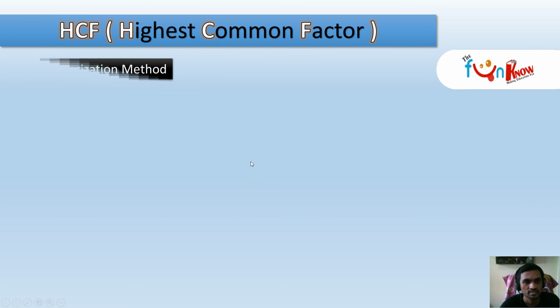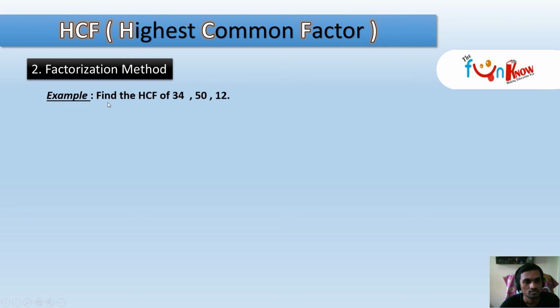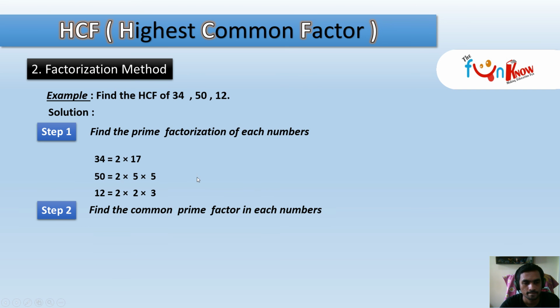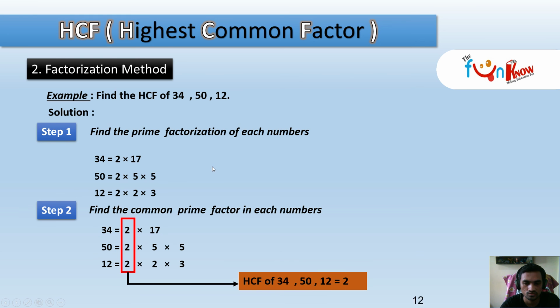Let's begin with the second method, which is the factorization method. So we use the same set of numbers 34, 50, and 12. In this technique, you can see that if you multiply 2 by 17, you get 34. If you multiply 2 multiplied by 5 multiplied by 5, you get 50. So how did we find this? We use this technique.